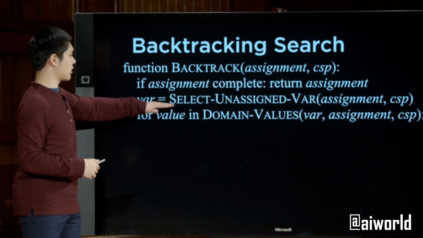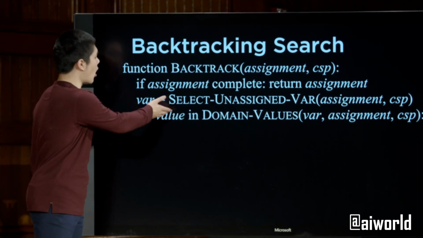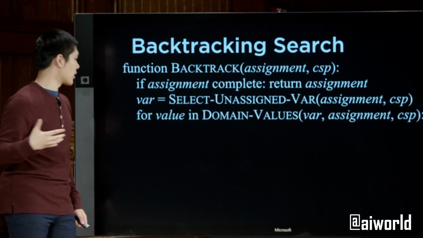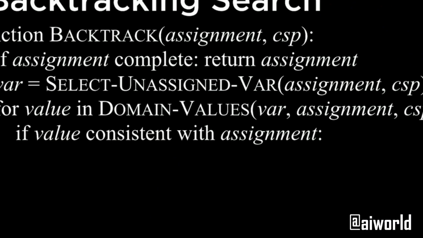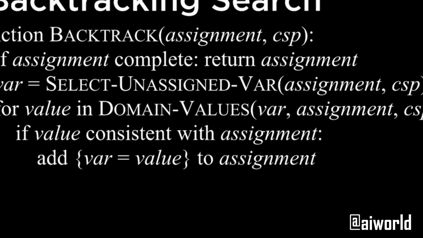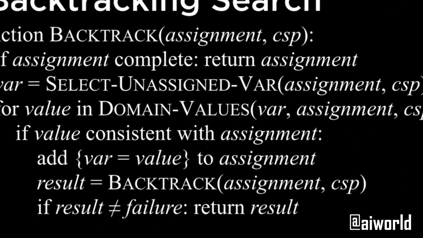So I've taken a random unselected variable. I'm going to loop over all of the possible values. And the idea is let me just try all of these values as possible values for the variable. So if the value is consistent with the assignment so far, it doesn't violate any of the constraints, well, then let's go ahead and add variable equals value to the assignment because it's so far consistent. And now let's recursively call backtrack to try and make the rest of the assignments also consistent. So I'll go ahead and call backtrack on this new assignment that I've added the variable equals value to. And now I recursively call backtrack and see what the result is. And if the result isn't a failure, well, then let me just return that result.